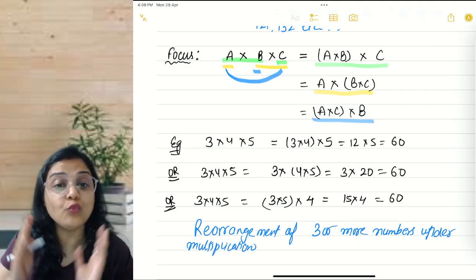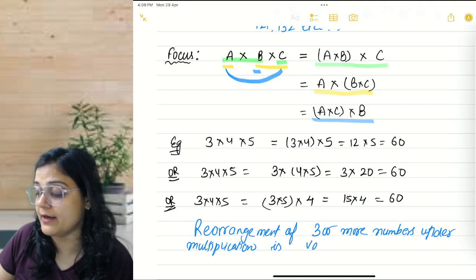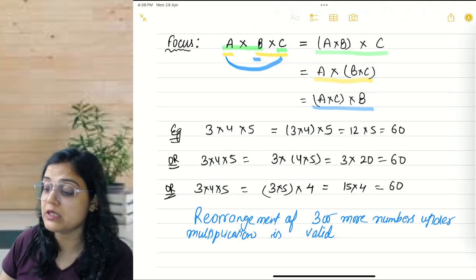This is valid, always valid. This is valid, is valid. It is not going to hamper your answer. It is not going to change your answer.